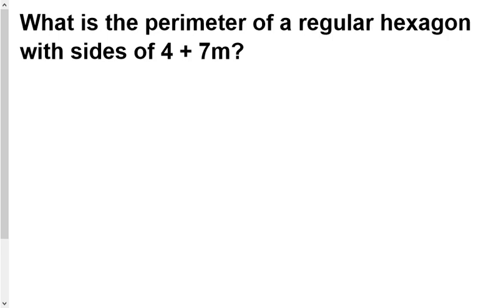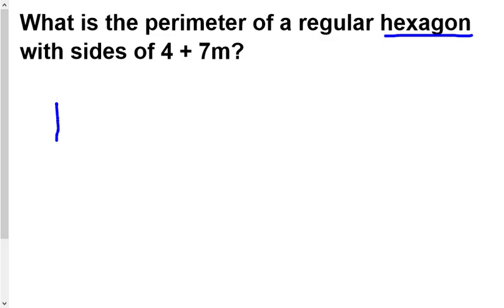Next one, what is the perimeter of a regular hexagon with sides of 4 plus 7m? First of all, we need to know what a hexagon is, and second of all, we need to know what a regular hexagon is. A hexagon is a polygon. Specifically, it's a polygon with 6 sides.